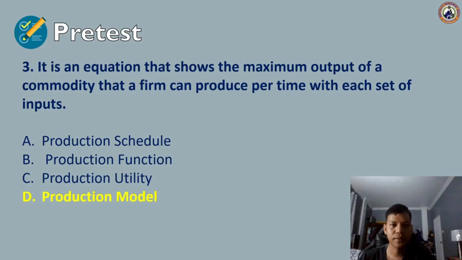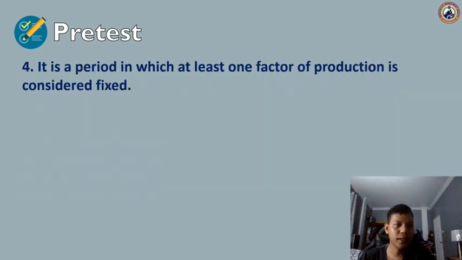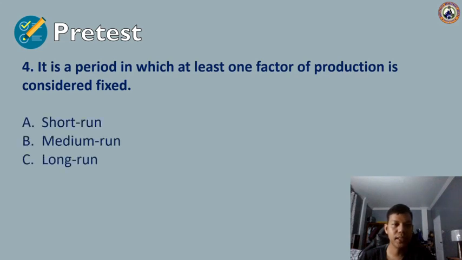Question number 4: it is a period in which at least one factor of production is considered fixed. A. Short run, B. Medium run, C. Long run, or D. Infinity run. Answer for number 4 is letter A, Short run.